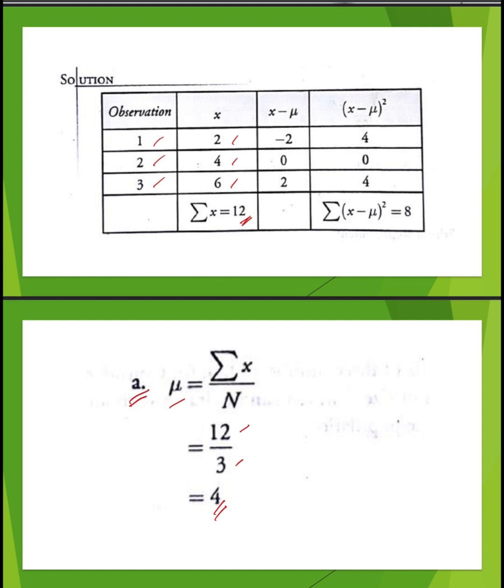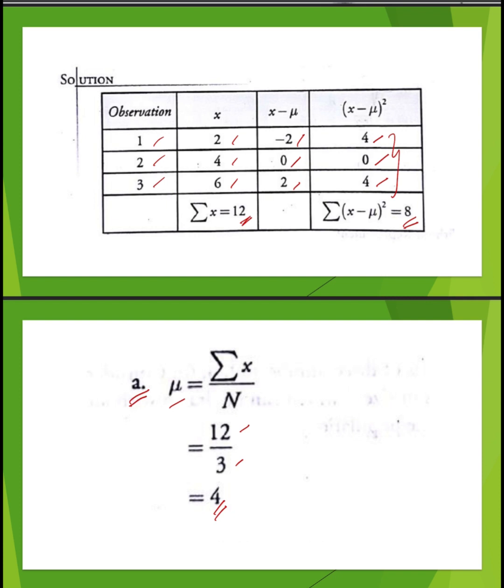Now, to get the population variance, let's continue working with our table. We will subtract the population number to our population mean 4. So that is 2 minus 4 equal to negative 2. 4 minus 4 equal to 0. 6 minus 4 is equal to 2. Then let's square the difference. So the square of negative 2 is positive 4. Square of 0 is 0. The square of 2 is positive 4. So getting the sum, that is 4 plus 0 plus 4 is equal to 8.